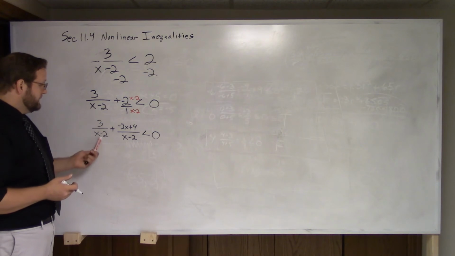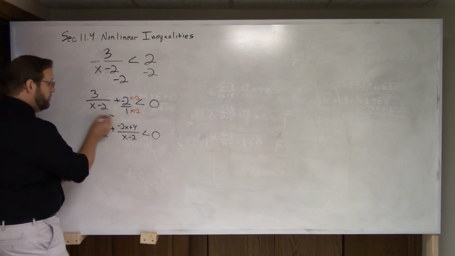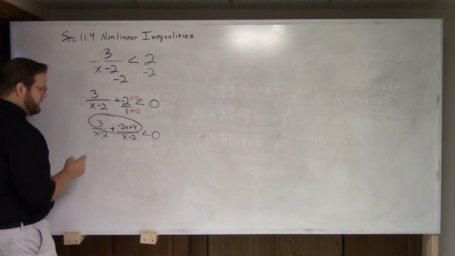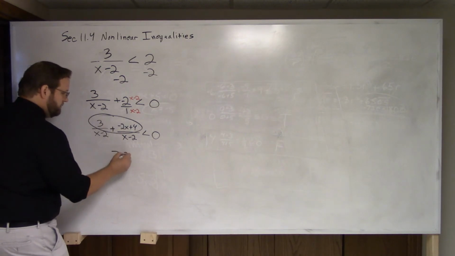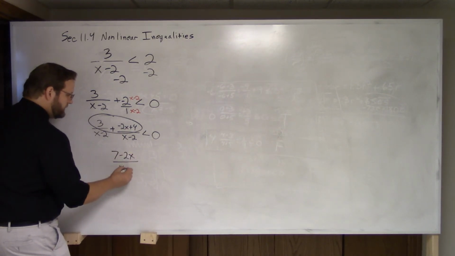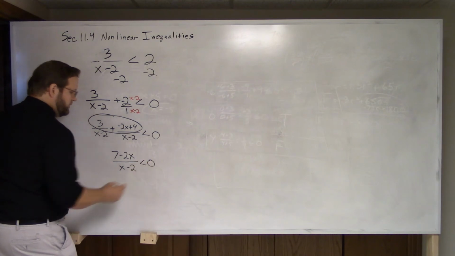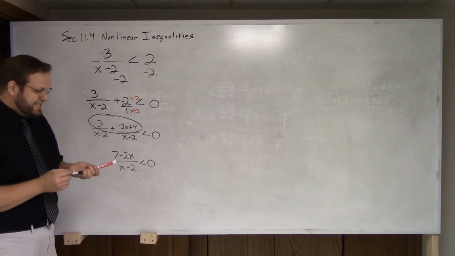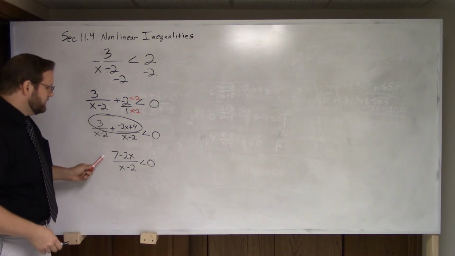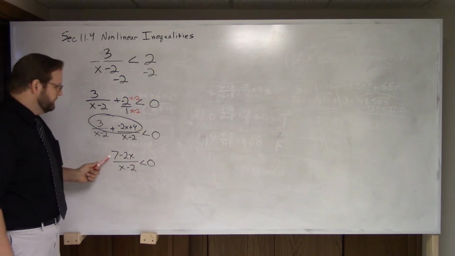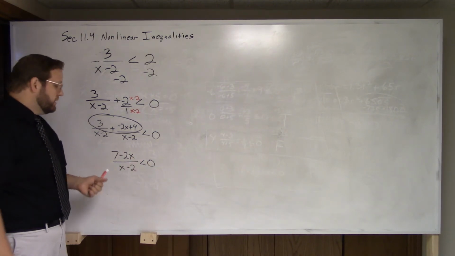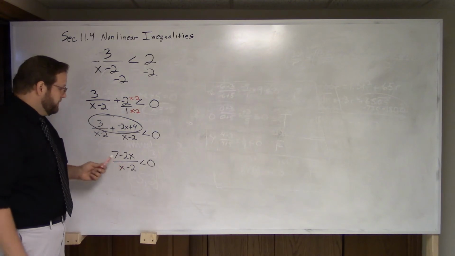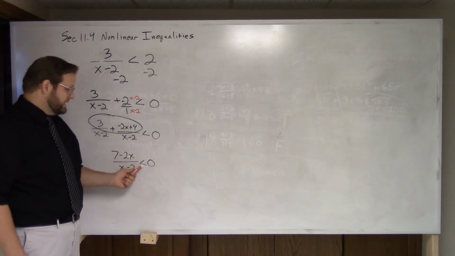Okay? These denominators match, so now I can pull all of this together. 3 plus 4 is 7 minus 2x over x minus 2 less than 0. I see some people wanting to multiply both sides by x minus 2. The problem with that is we don't know what x is. And if we multiply both sides by a negative, this has to flip.